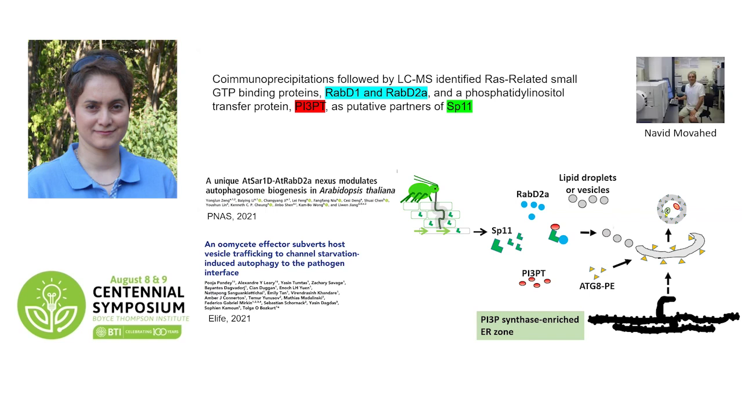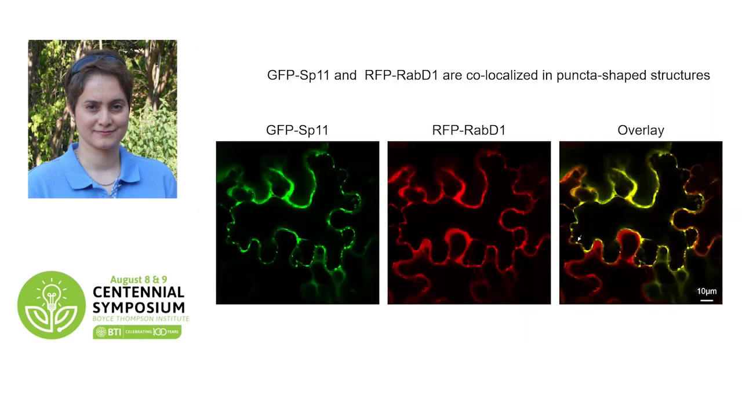The other candidate was this phosphatidylinositol 3-phosphate transfer protein, which is basically a specific lipid transfer protein. Its role in autophagy is so far unknown, but we know from the literature that the area of the ER, which is speculated to be the origin of autophagosome formation, is enriched in this lipid. So these two were great candidates to begin with.